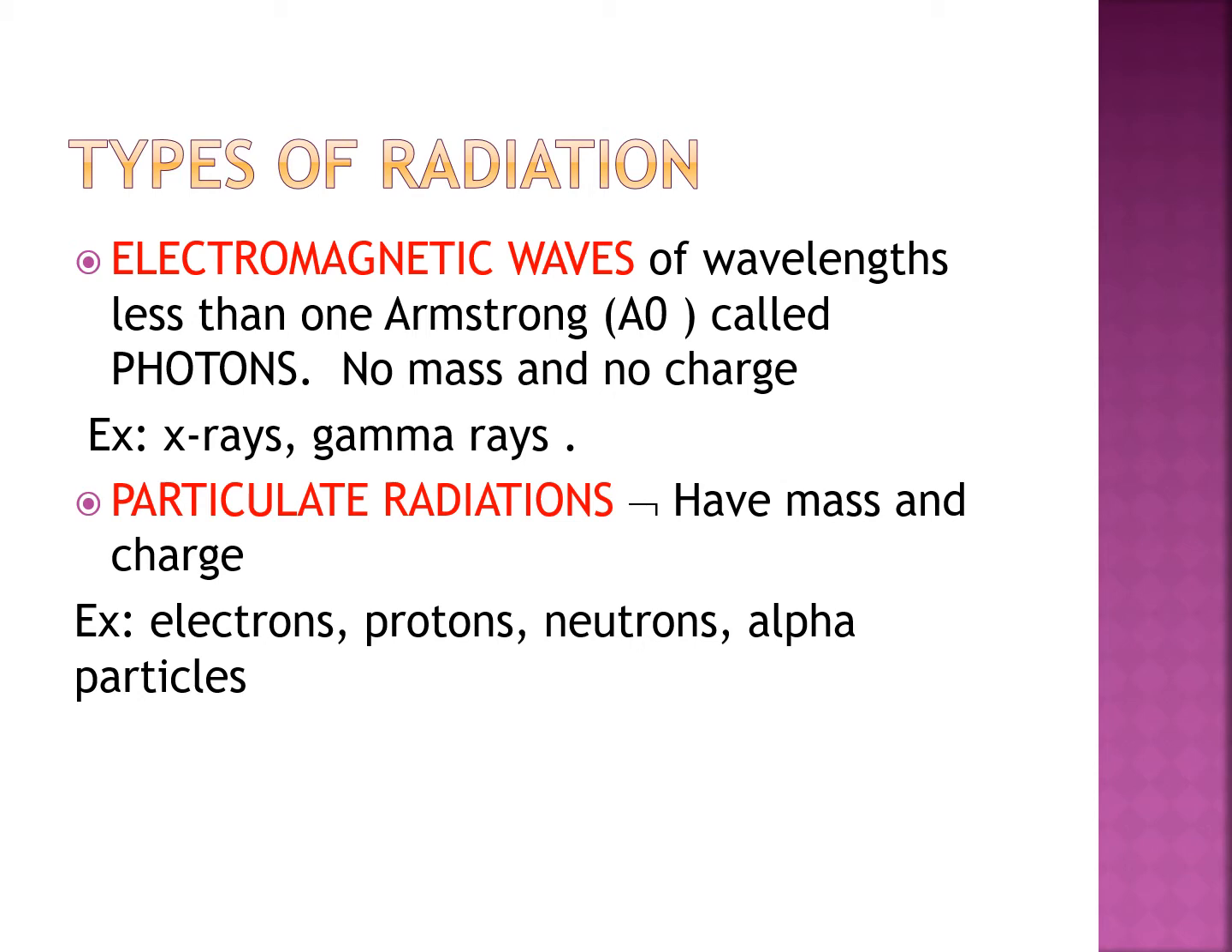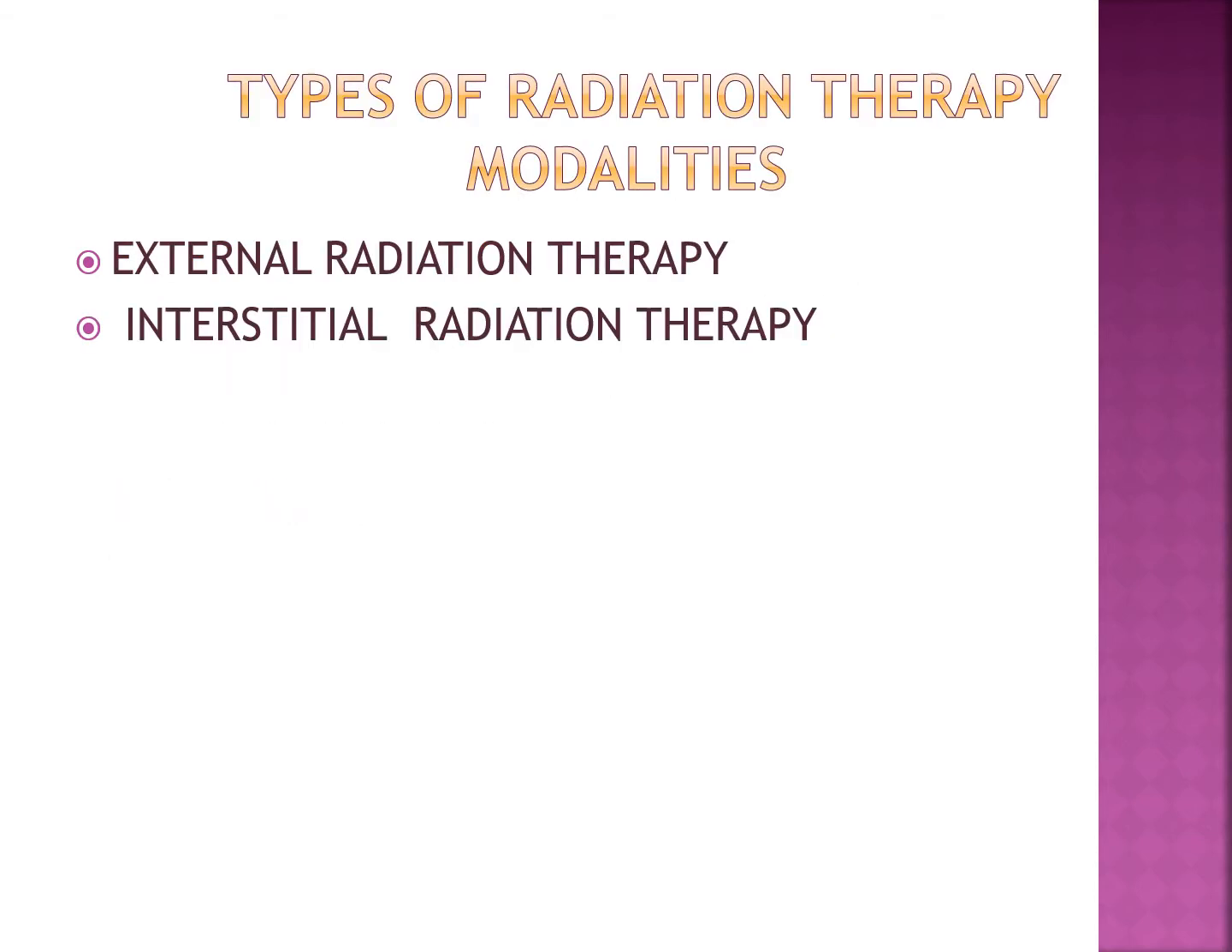Here we have types of radiation. Electromagnetic waves with wavelengths less than 1 Angstrom, called photons, have no mass and no charge, for example X-rays and gamma rays. Another type has mass and charge, for example electrons, protons, neutrons, alpha particles. Types of radiation therapy modalities: external radiation therapy and internal radiation therapy.